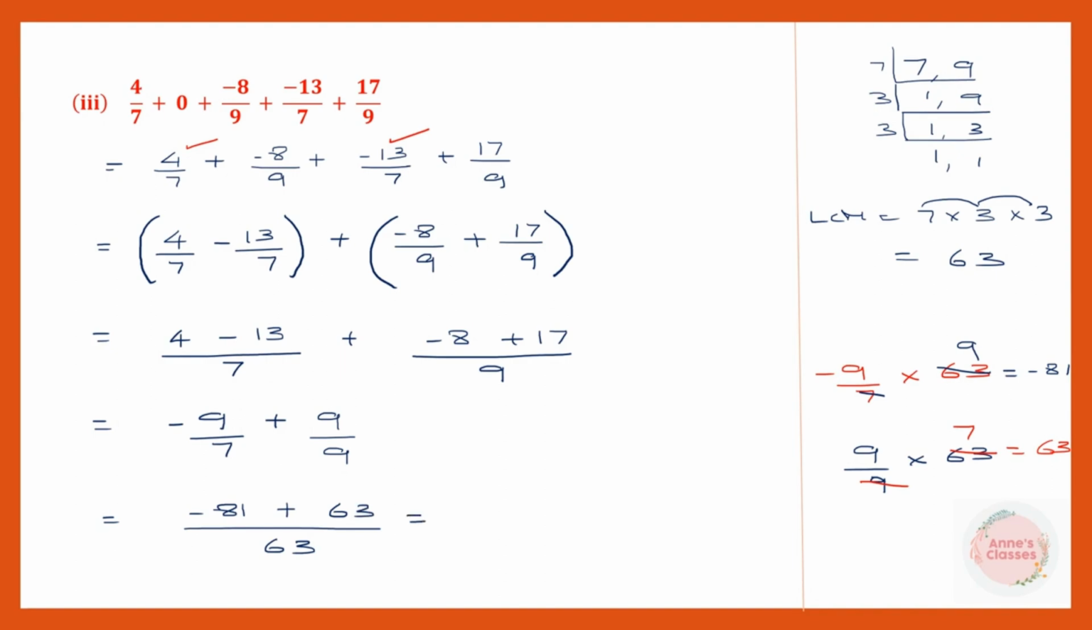Signs are different. Put the sign of the bigger number and subtract. You get 18 when you subtract, and in the denominator we have 63. Now 18 and 63, we can reduce it to the lowest term. We can use 9, we can use a 3. Let's use 9. 9 2s are 18, 9 7s are 63. So what do we have there? Minus 2 by 7. So our final answer here is minus 2 by 7.